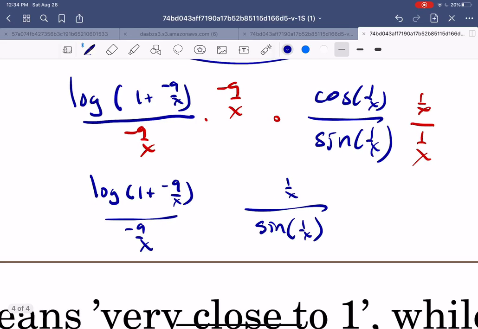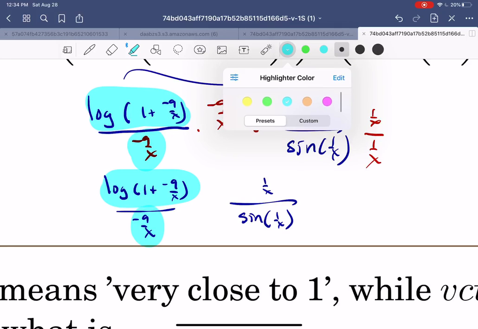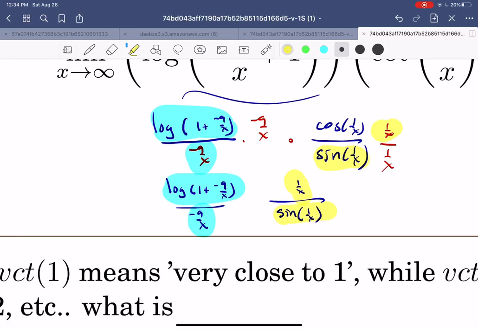What's left over, let me highlight the things I've done here. I have this piece here, I have that piece there. In addition to that, I have this piece here and that piece there. I have those things. The ones that are missing are, of course, the ones that are not highlighted, negative 9 over x all over 1 over x. So this expression is equal to that expression.